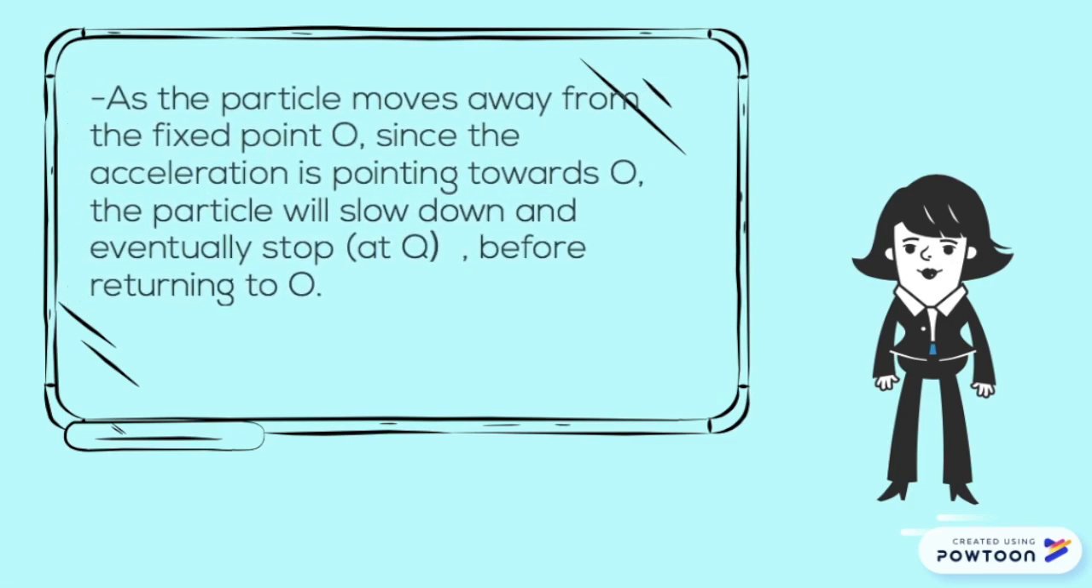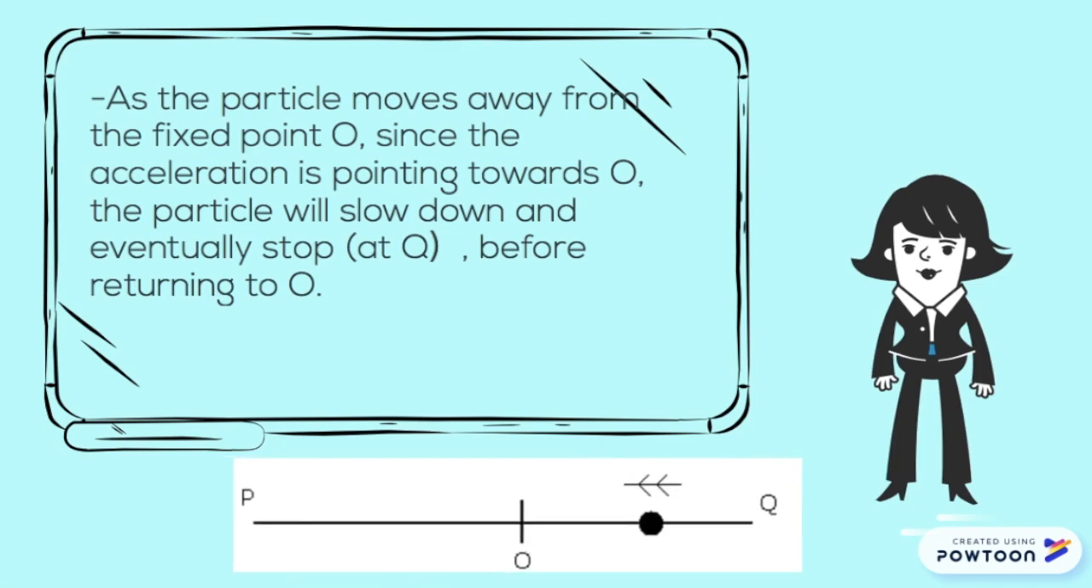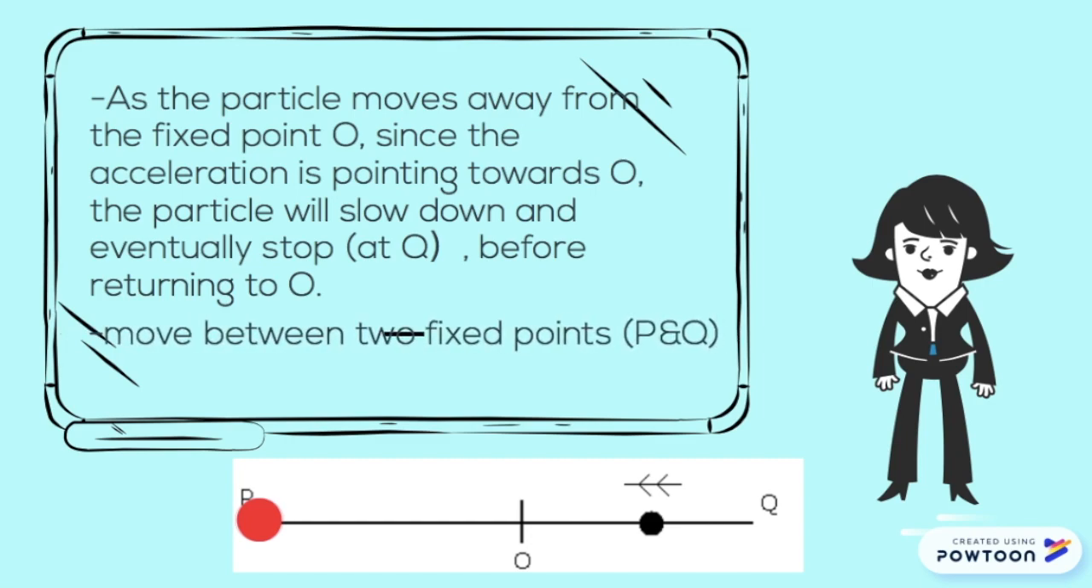As the particle moves away from the fixed point O, since the acceleration is pointing towards O, the particle will slow down and eventually stop at Q before returning to O. It will keep going and then again slow down as it reaches P before stopping at P and returning to O once more. Therefore, the particle will move between two fixed points, which are P and Q.